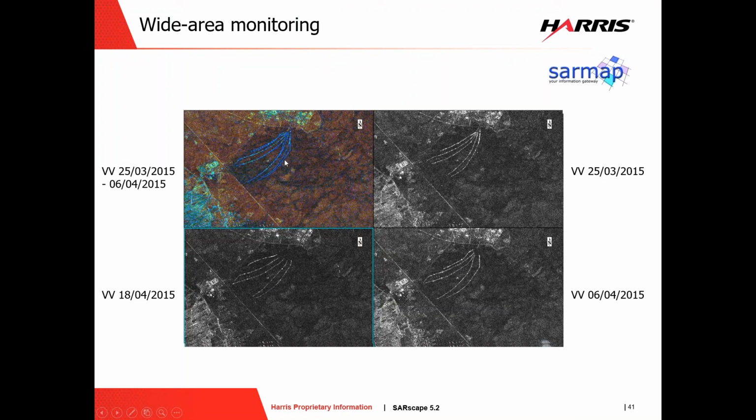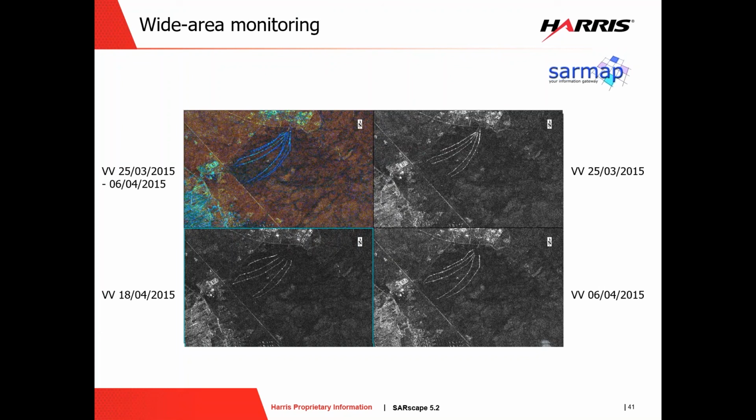Here, these lines are kind of duplicated lines. This line is the first acquisition, the second acquisition, the same shifted line. So these are objects that are providing a very strong backscatter in VV, in co-polar acquisitions, but they are shifted from one date to the other.